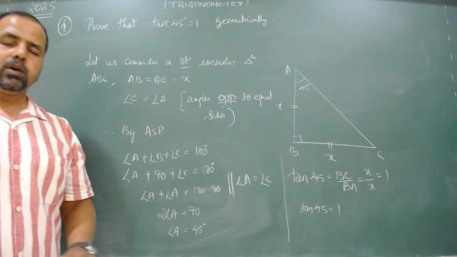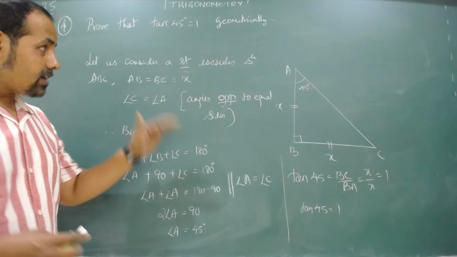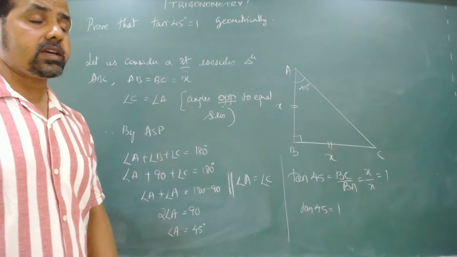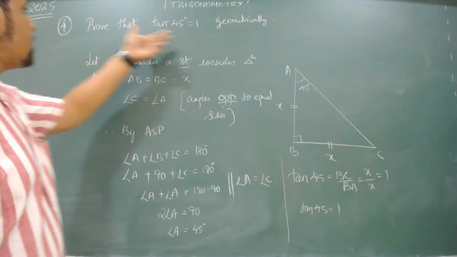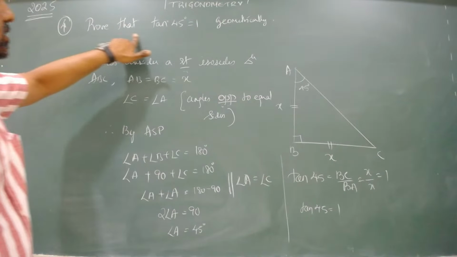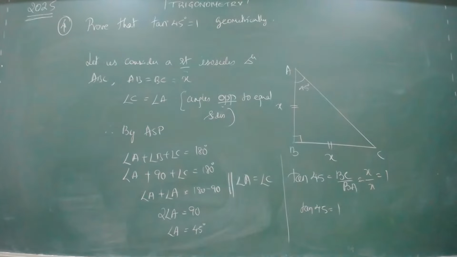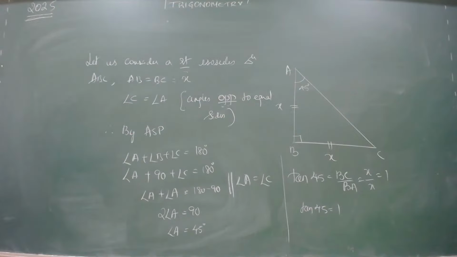We or other teachers might have informed you that derivations, especially tan 45, sin 60, sin 30, will be asked as either 2 or 3 mark questions. You can clearly see that in the year 2025, they have asked to prove that tan 45 is 1 geometrically. Please make a note. Let me proceed in the meantime.